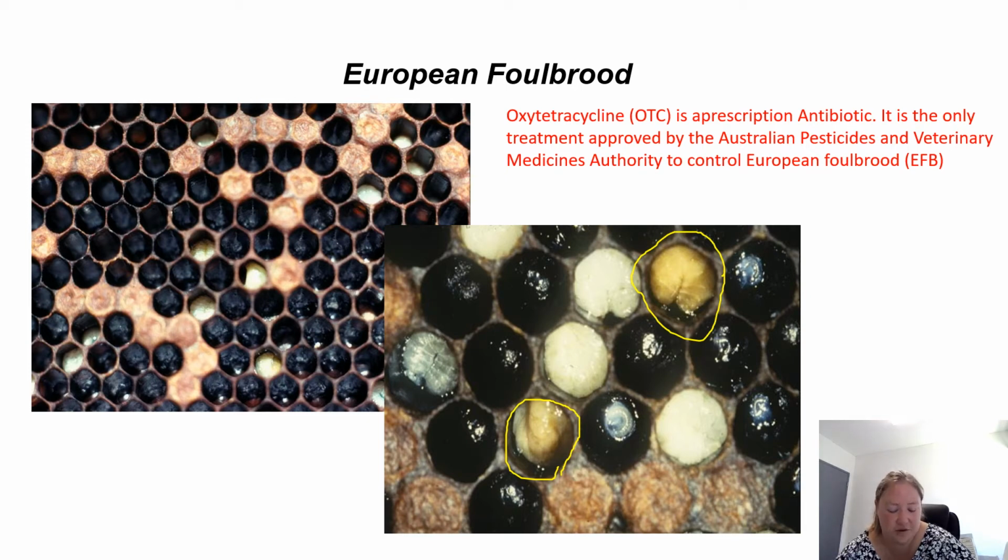heavy infections of EFB will infect a large percentage of the brood comb, weakening the colony over time, and possibly leading to the death of the colony. However, it's not as fatal as AFB. Now, treatment of European foul brood, there is an option, and that is treatment with oxytetracycline, which is a prescription antibiotic, but it is the only treatment approved in Australia at this time. So a discussion with DPI on treatment of that is always recommended.